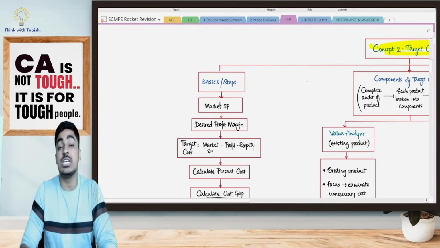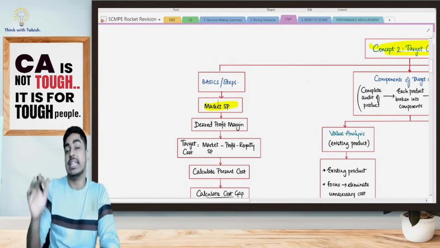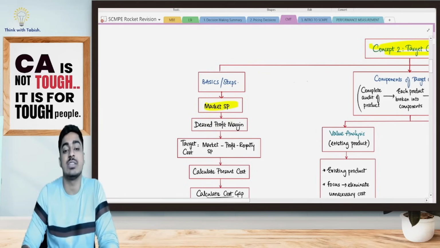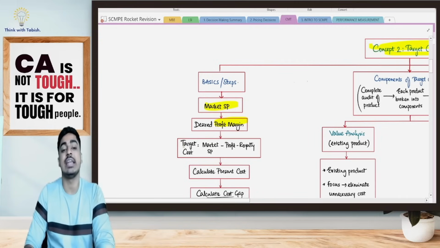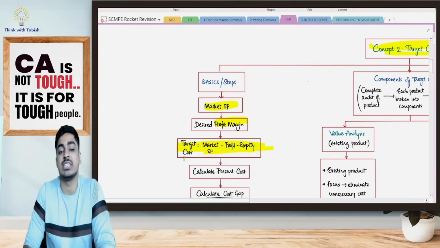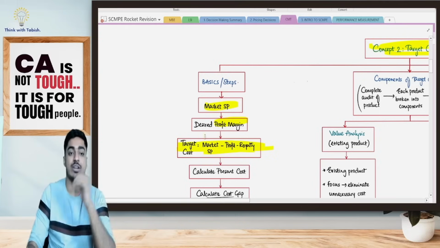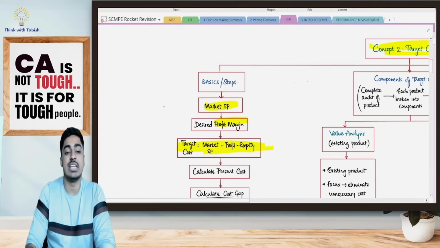First, I will see what is my market selling price. Then I will determine how much profit margin I want. Now, based on that, calculate my target cost, which is nothing but my market selling price minus my profit minus my royalty. Now, I've got my target cost. Say, for example, my selling price is 10 rupees, profit is 2 rupees, target cost is 8 rupees.